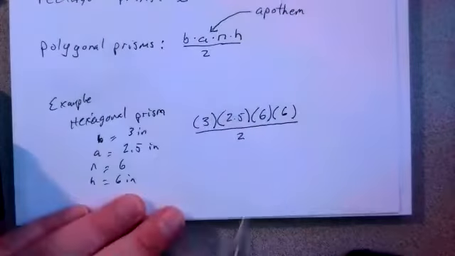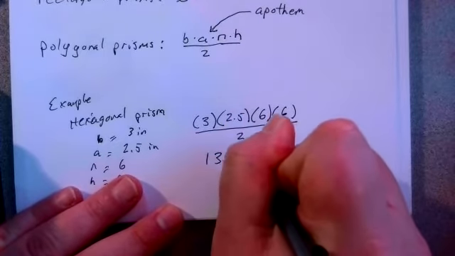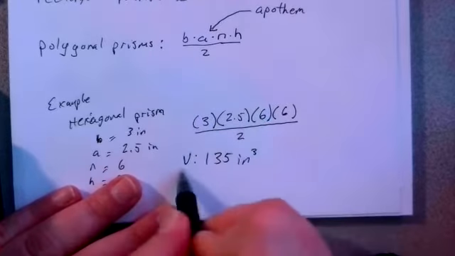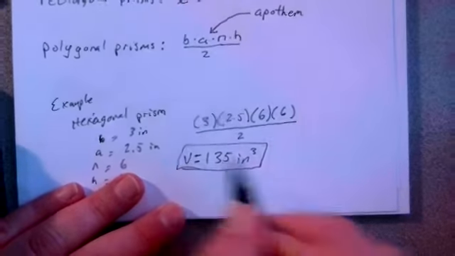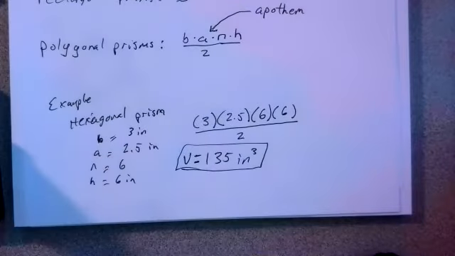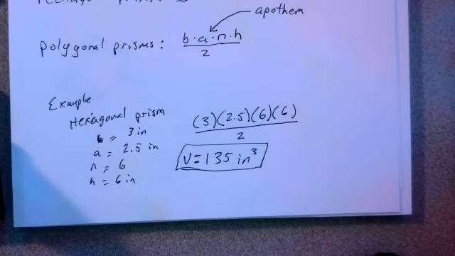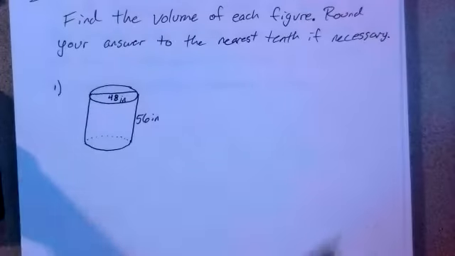Okay. So we get 135 inches cubed. So the total volume for the hexagonal prism that I have is 135 inches cubed. That is cool. All right, we got a couple of examples. I don't know if we have time, but we'll do it anyways.